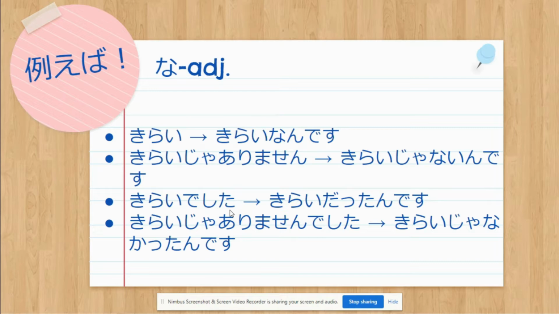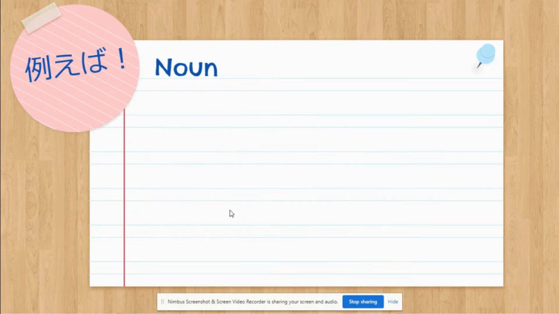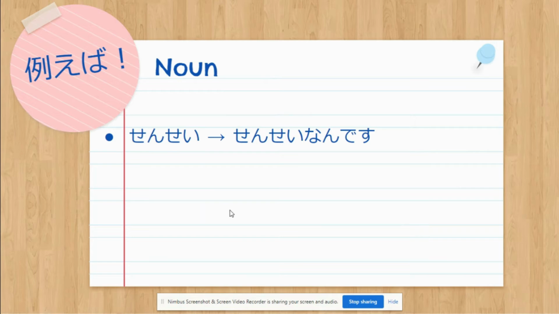Lastly, we have kirai ja arimasen deshita. So that's negative past form. Its plain form becomes janakatta. So kirai janakattan desu. You just have to add en desu. Now let's proceed to the noun examples. We have here sensei. So just have to add na instead of da, becomes sensei nan desu.